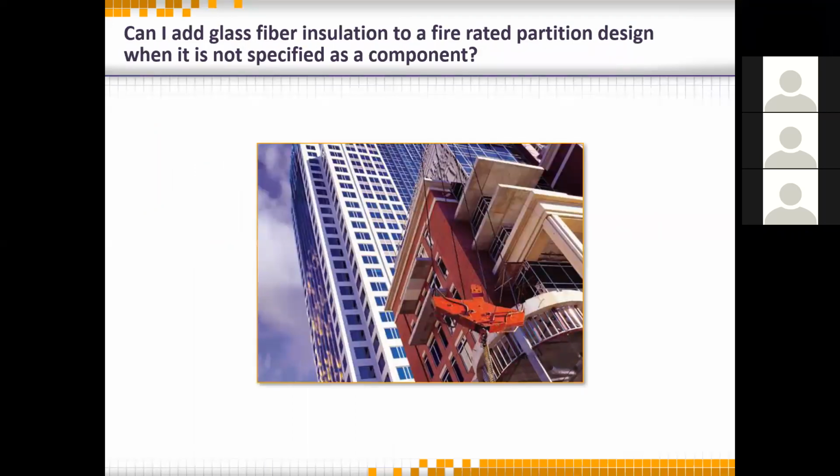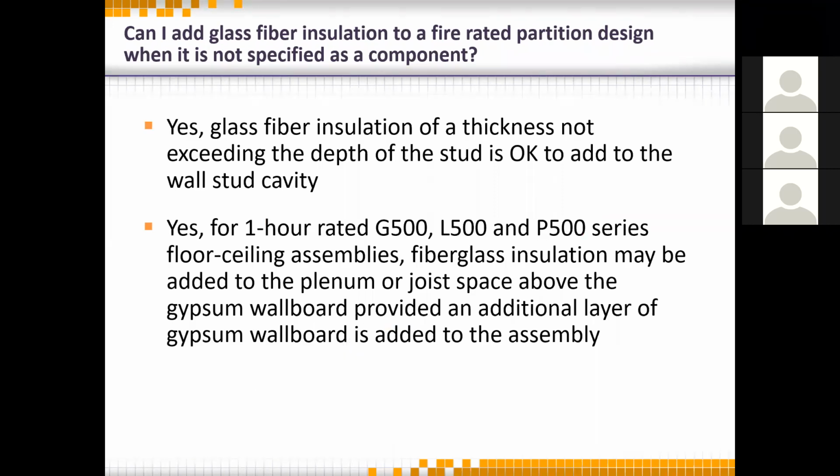Can you add glass fiber insulation to any partition design when it wasn't tested in that particular design? Yeah, you can. You can put that faced or unfaced glass batt right in there. Do it for STCs, do it for R value, for sure. For the floor ceiling assemblies, the GLP 500 series assemblies, you can add insulation to those, but remember that capital B, capital U, capital T. But you've got to add an additional layer of drywall to the ceiling, or to the lid.